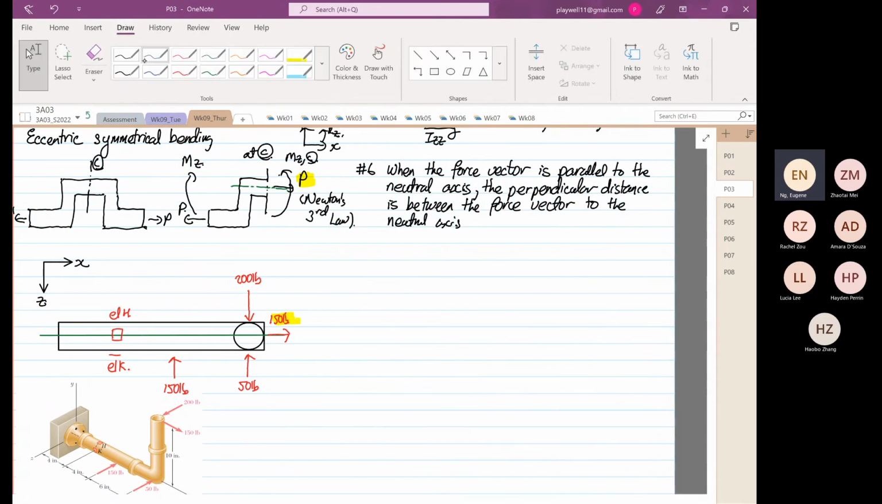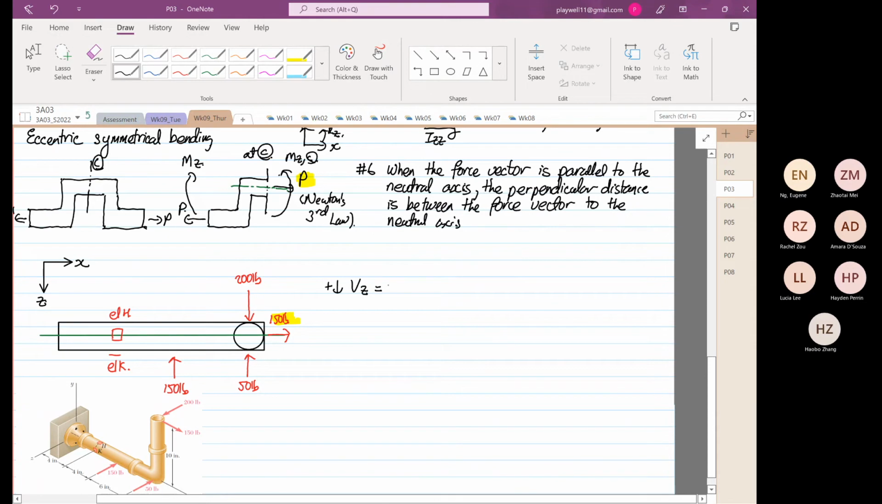Okay. So we're going to do positive coming down. And we are going to look at the shear force in the z-axis. So positive is coming down. I just declare that you can say positive is going up. Fine. So you have 200, 200 minus 150 minus 50. So this is equal to 0. And then you have, I do apologize, this is rotation about y.